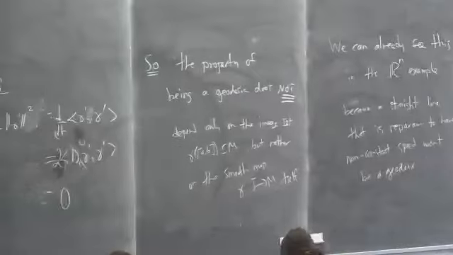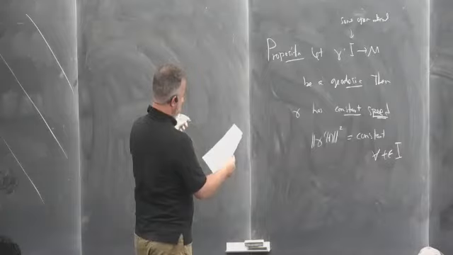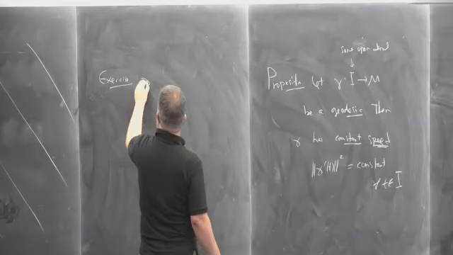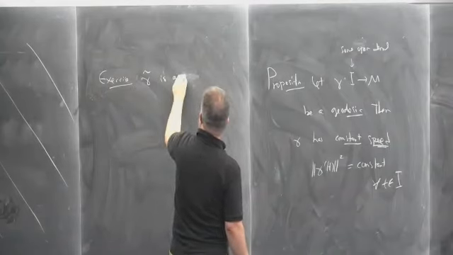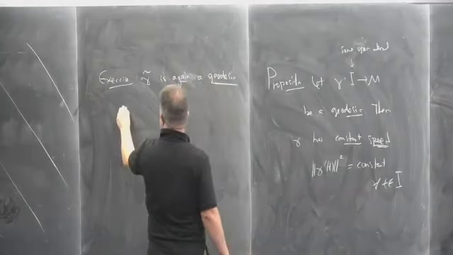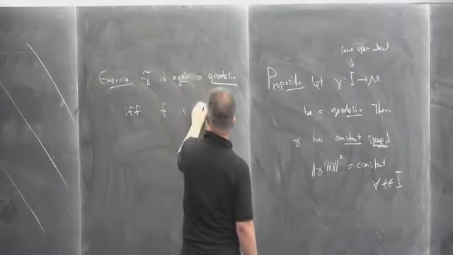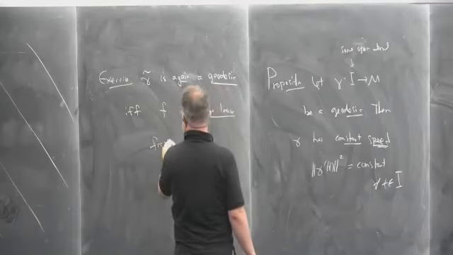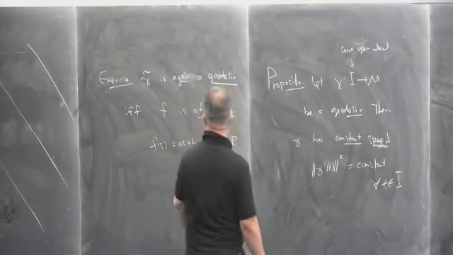I'll leave this for you as an exercise to think about, but I'm going to do it next time when I prove another result. So exercise: gamma tilde is again a geodesic if and only if F is affine linear. In other words, F of s is some as plus b for a and b real numbers.